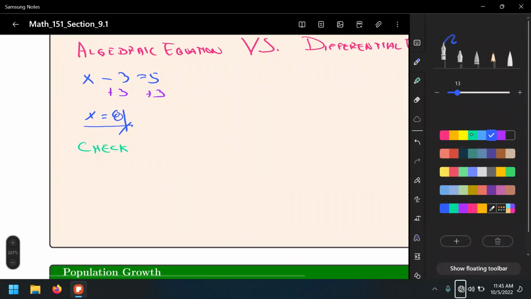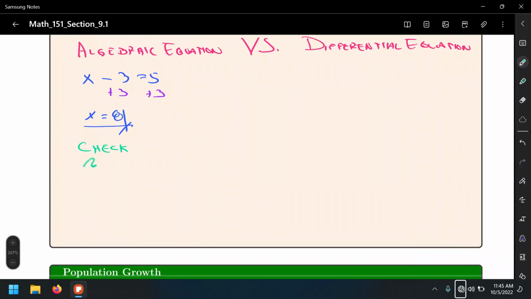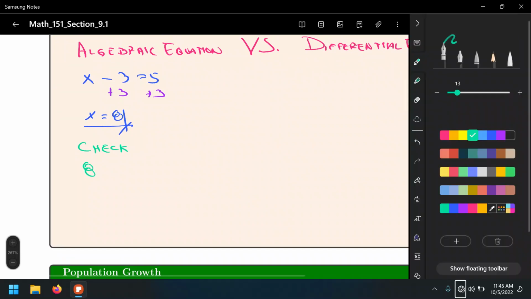So check, and all we do is substitute our solution: 8 minus 3 equals 5. So 5 equals 5, and whenever you get the same result on both sides of the equation, that means indeed that's the result. All right, what about differential equations?